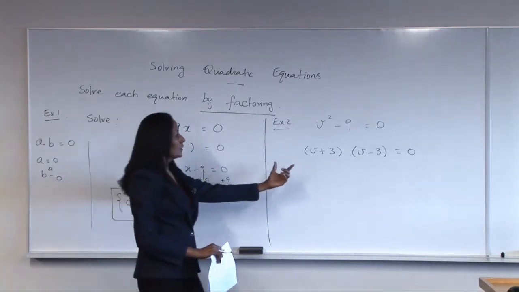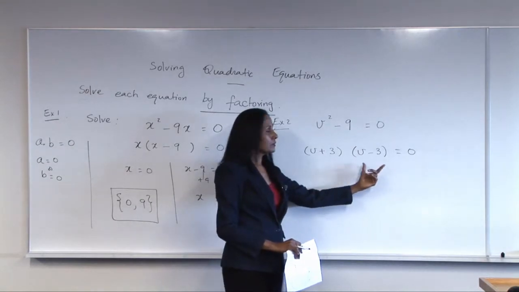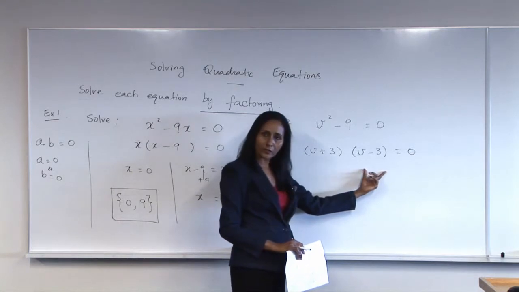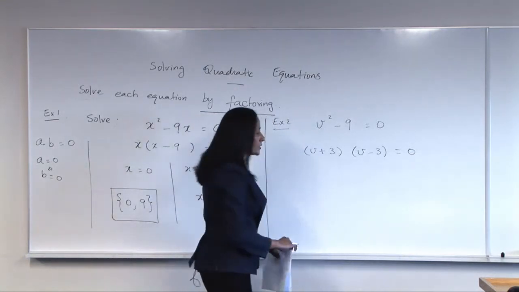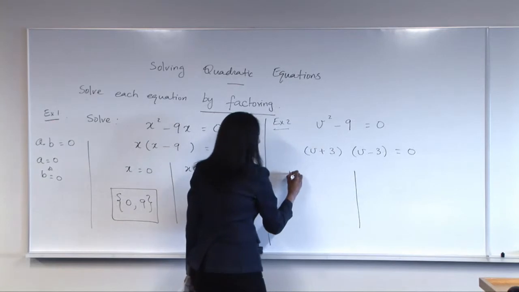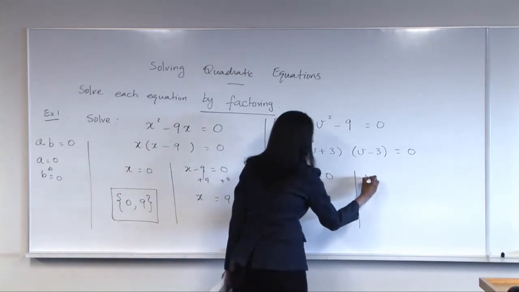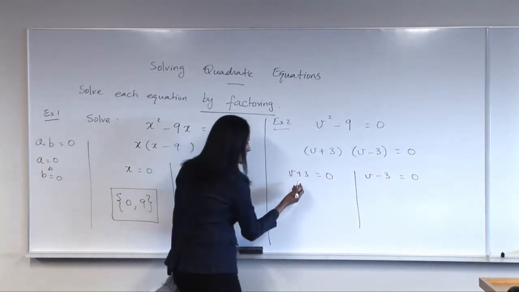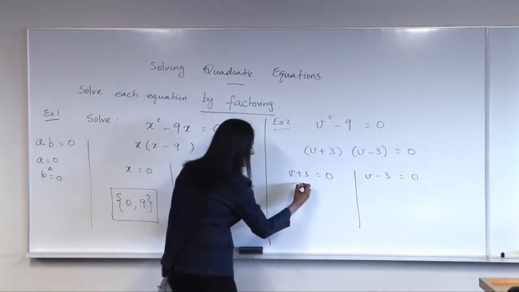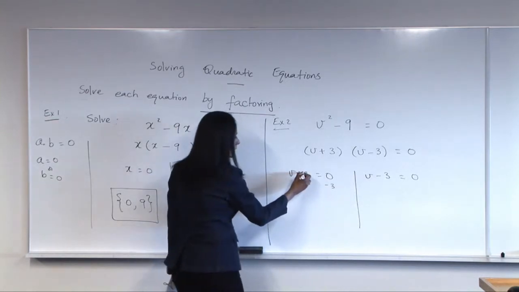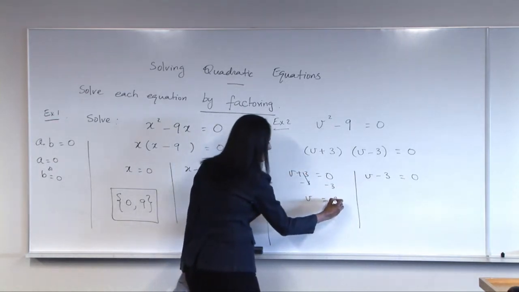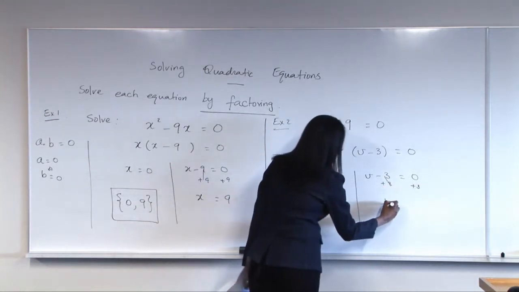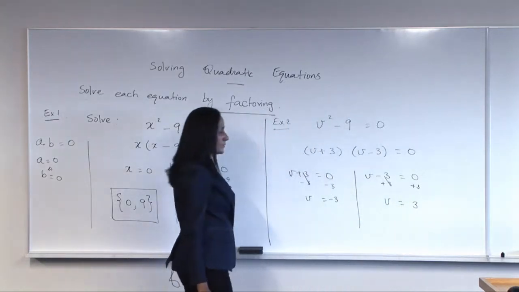Product of two numbers is 0. So either v plus 3 has to be 0 or v minus 3 has to be 0 to get the product 0. So v plus 3 is equal to 0 or v minus 3 is equal to 0. So v plus 3 is 0. We are solving for v. So subtract 3. We need v alone. So v is equal to negative 3. Add 3 both sides. v is equal to positive 3.